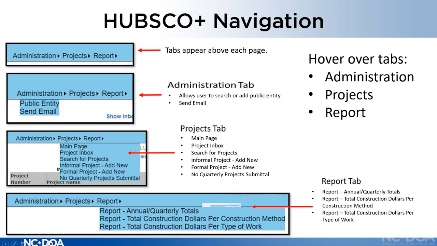If you hover over projects, you'll be able to see the main page, project inbox, search for projects, add new informal projects, add new formal projects, and the no quarterly project submittal. Only system administrators can see that no quarterly project submittal piece. So if you're a user or a reporter, and we typically just use user or system administrator as the two security features of what people can do. But if you have the system administrator part, you can indicate, hey, we had no quarterly projects submitted this quarter.